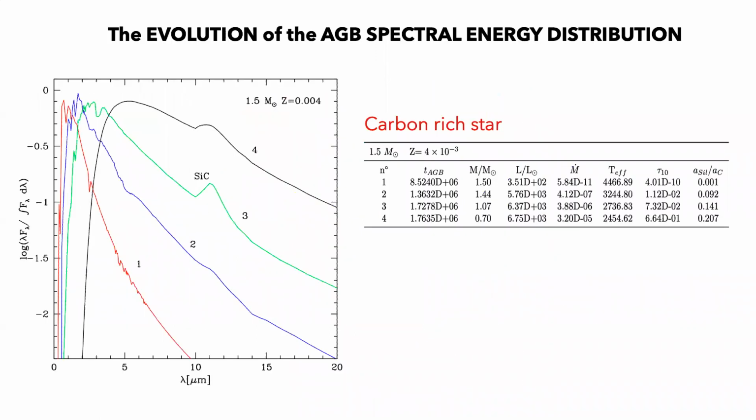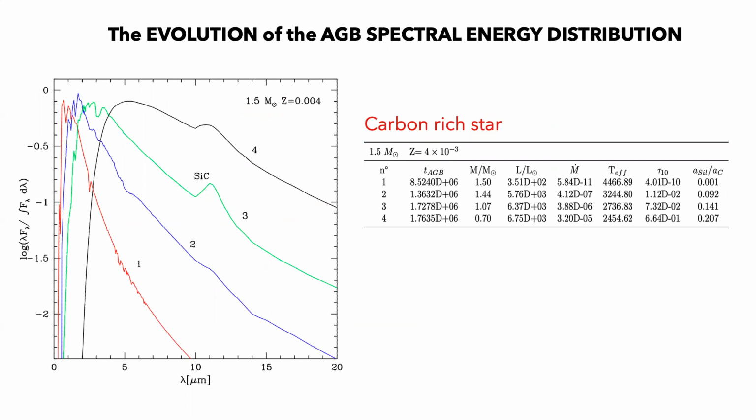To make this comparison, we had to explore how the spectral energy distribution changes because of the presence of dust, because dust absorbs the radiation and then re-emits it, and the emission is then at longer wavelength. And it depends, of course, on the type of dust that is present in the circumstellar envelope.